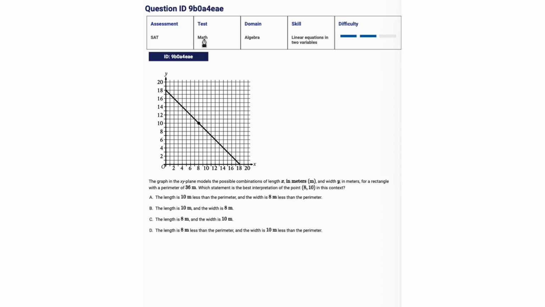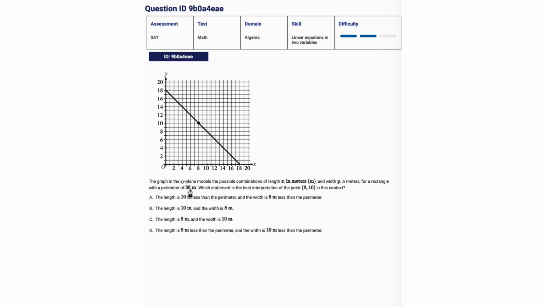We're solving SAT maths questions in the domain algebra. The difficulty we have chosen is medium. These questions are not in any official BlueBook practice tests. These are the remaining questions in the educator question bank after you choose the specific choices. And if you want to know how I've selected these questions, you can go back to the first video in this playlist to know how I've done that. Now let's start solving this question.